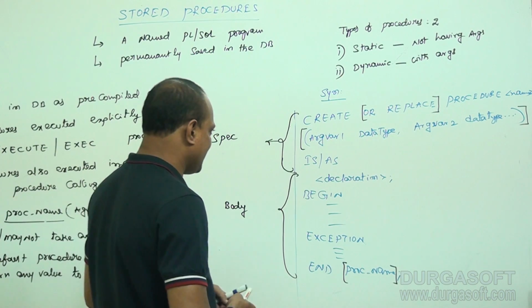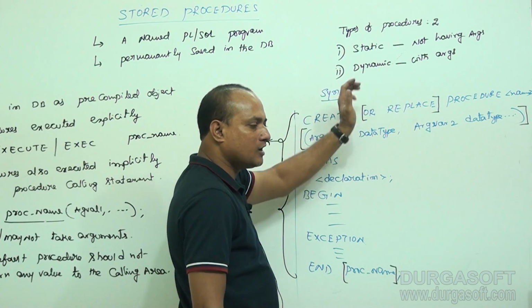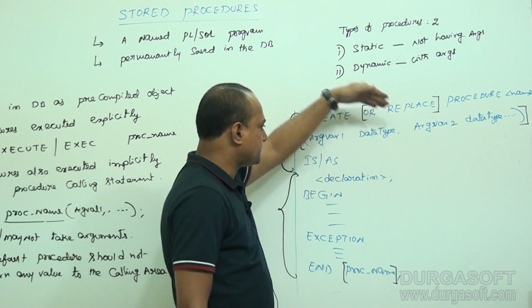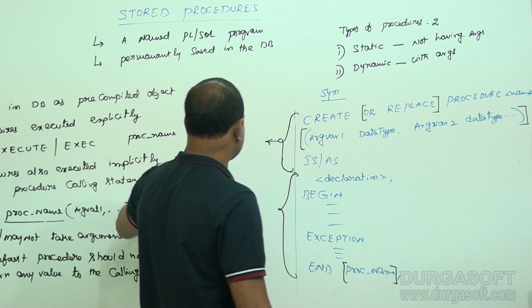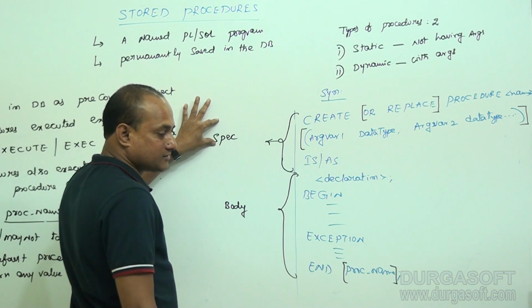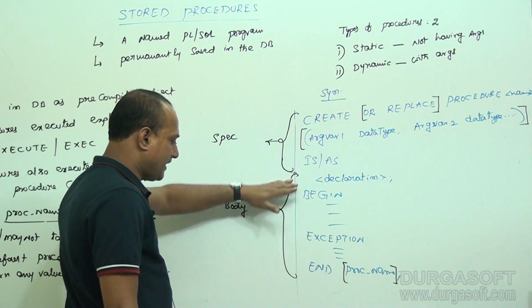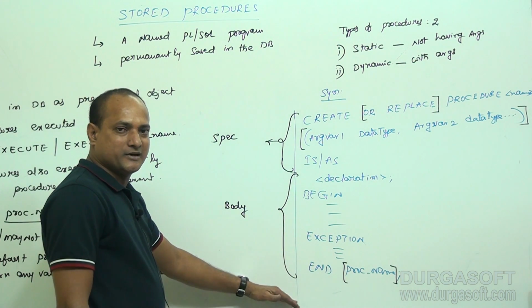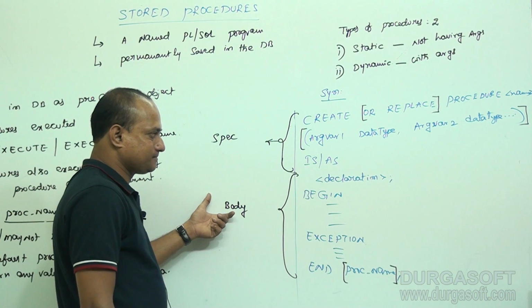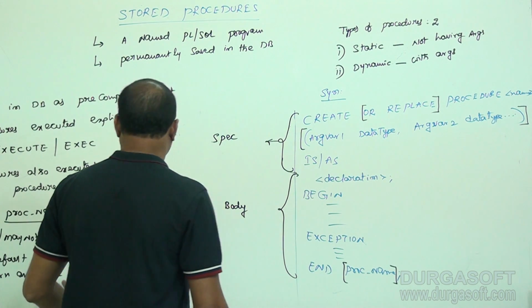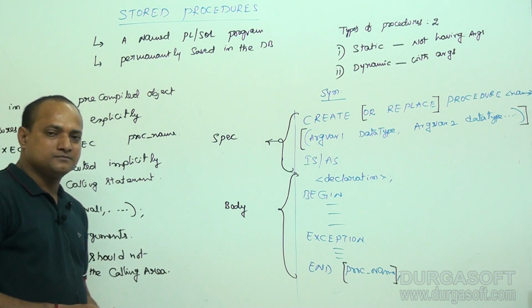Specification contains procedure creation information. Yes, I am creating procedure or replacing procedure, and the procedure is taking these arguments. That creation information is called as spec or specification, and body means logic. Body started with the declaration part and ends with end keyword. Remember this. Procedure contains two parts, one is the spec and one is body. Okay, this is about procedures. Now, how to create procedure? Practically we can see.